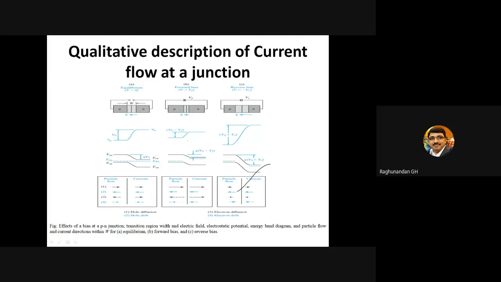But when it goes to forward bias condition, the barrier potential is decreased. That means you can observe the width of this depletion layer is decreased. But when it comes to reverse bias, the width is further increasing. Because of the increase in the width, the barrier potential is increasing. You can see that in the differences we have observed. The barrier potential is going to be reduced.